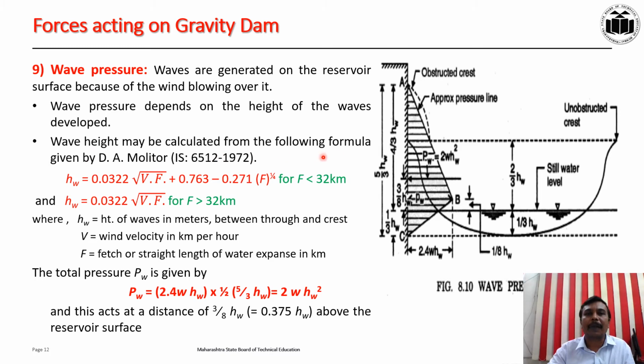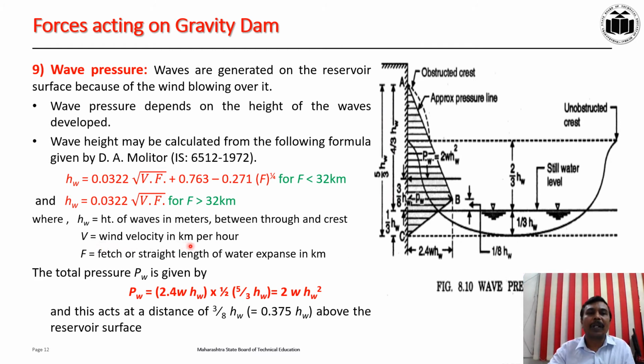Wave height may be calculated by the formula given by Molitor. Here HW, the height of wave, is given by this expression where F is less than 32 km, and for F greater than 32 km, the Molitor formula is HW equals 0.0322 under root V into F. So what is HW? It is the height of waves in meters between trough and crest. So this is the HW you are finding here.